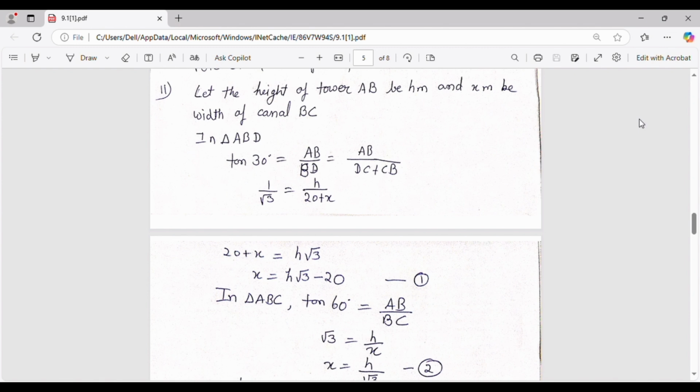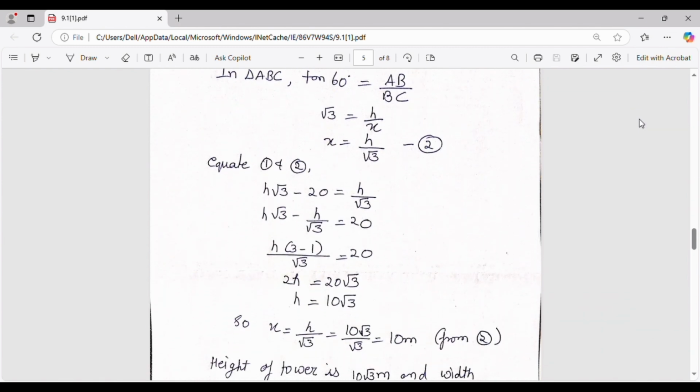So question diagram is given in the question. So we will take height of tower AB as h meters and x meter is the width of canal BC. So in triangle ABD, tan 30 is AB upon BD, which is AB upon DC plus CB. We will break BD into DC and CB. So after cross multiplying, we will get 20 plus x is equal to h root 3. So x is equal to h root 3 minus 20. This is our first equation.